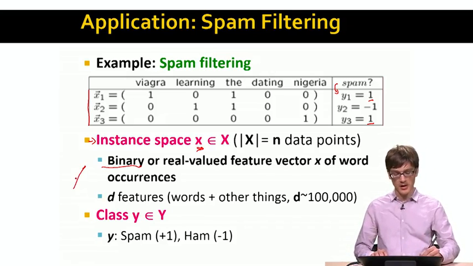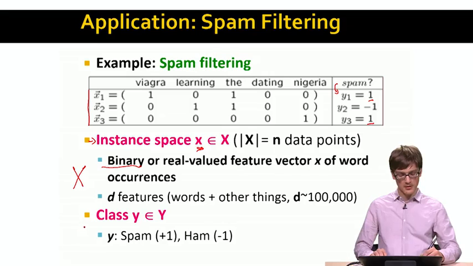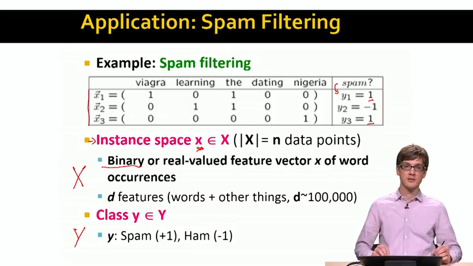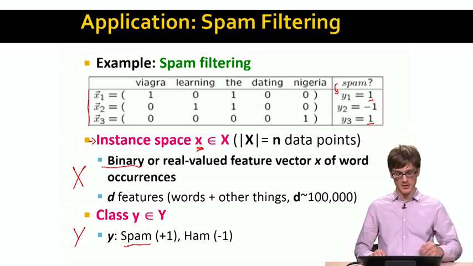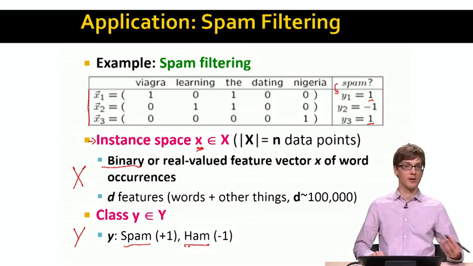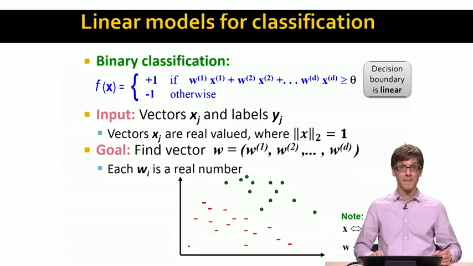Now, having described the instances x, the question is what is the class space, y, and our class is very simple. It's a binary variable, so it's a classification problem where we want to decide whether a given email is spam or whether it's ham, whether basically it's not spam.